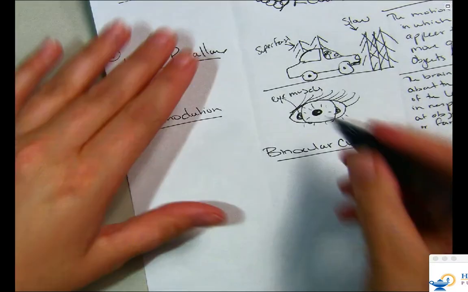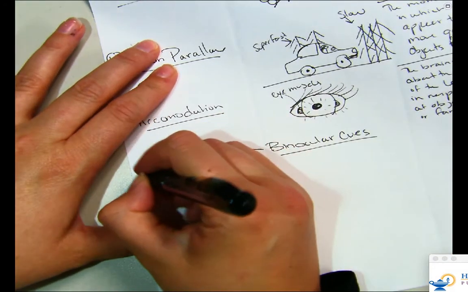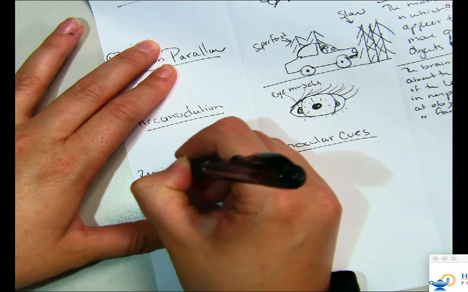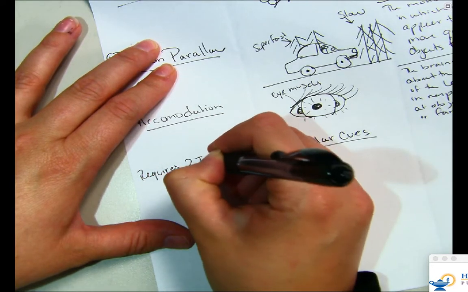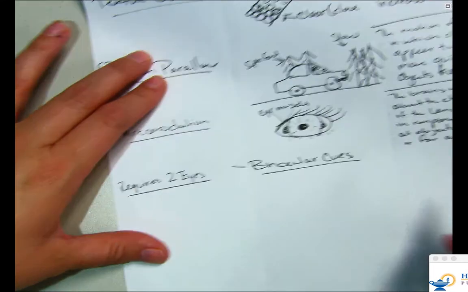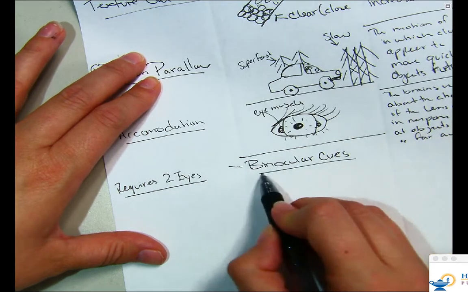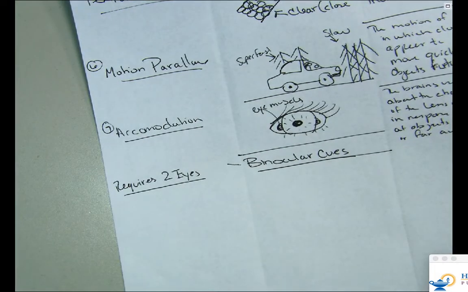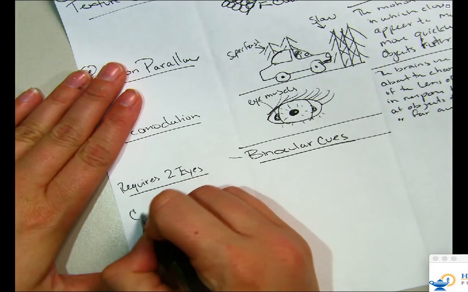Binocular cues. These require how many eyes? Because why? 2 eyes. There you go. Requires 2 eyes. All right, so your first one is convergence.